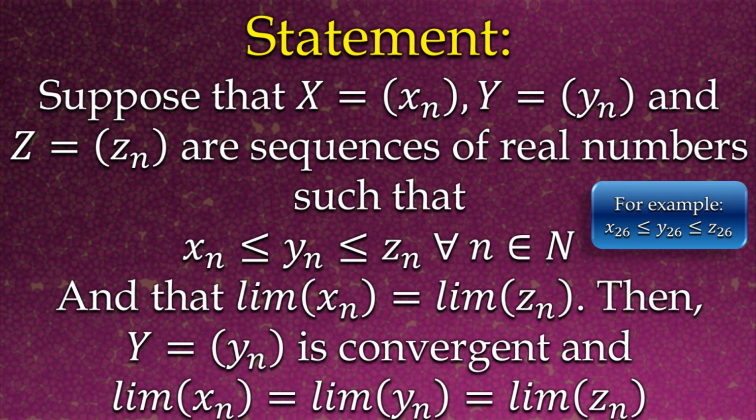So we have two suppositions: that xn is less than or equal to yn, which is less than or equal to zn, and the limits of xn and zn are equal. We will take these two suppositions and we will prove that yn is convergent and the limit of yn is also equal to the limit of xn and zn. So that's the statement. Now let's move on to the proof.